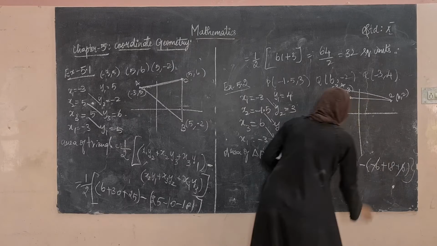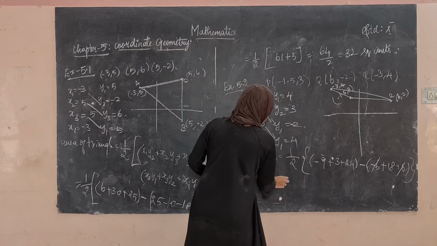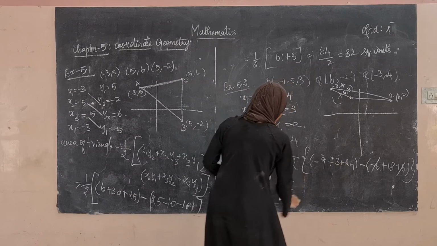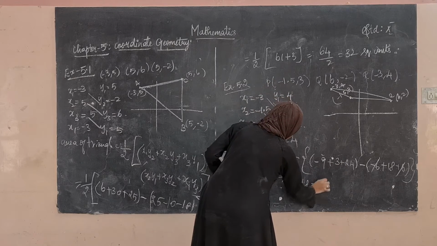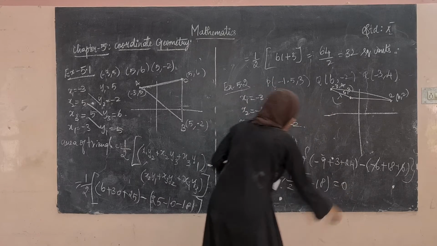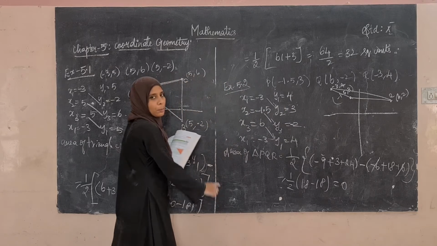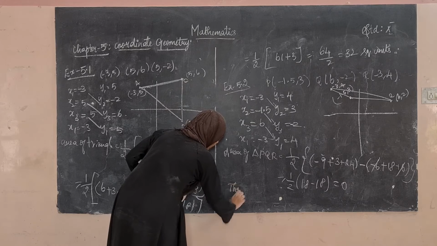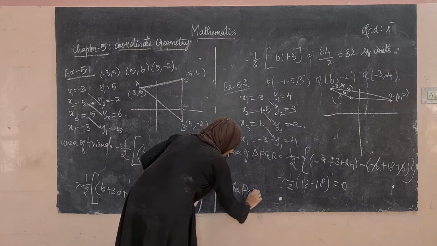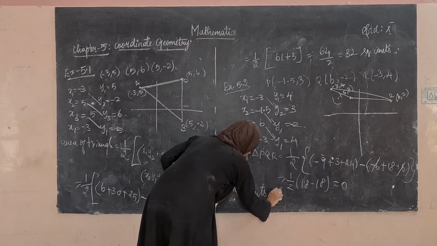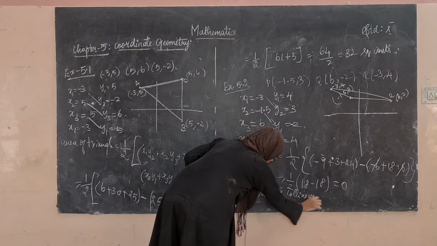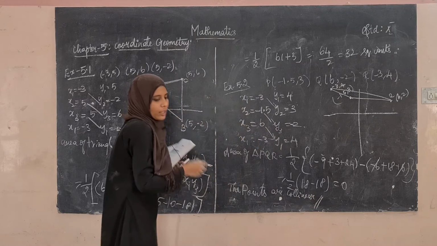Okay, so this 6 and this 6 get cancelled, and here it is 1 by 2. So it is minus 6. 24 minus 6 is 18, minus 18, which is equal to 0. Since the area of the triangle PQR is 0, we said that the points are collinear. We can prove that. You have to write the points are collinear. Okay, now let us see the next example.